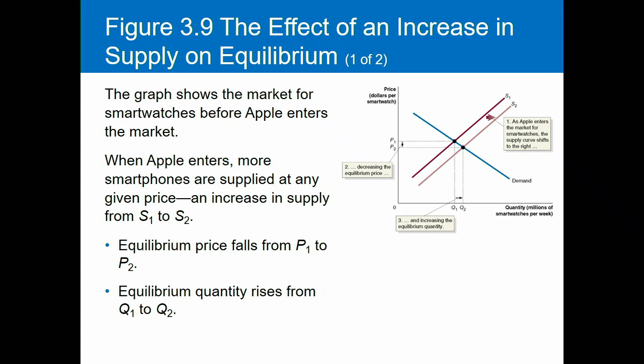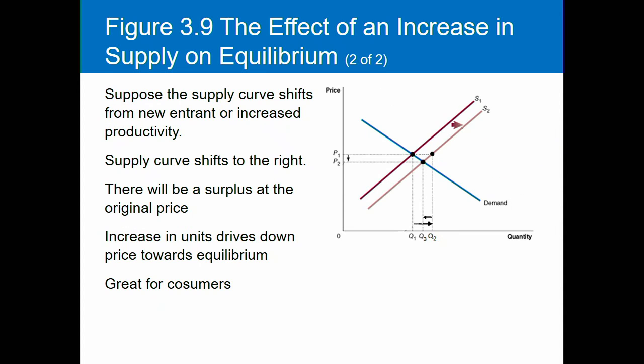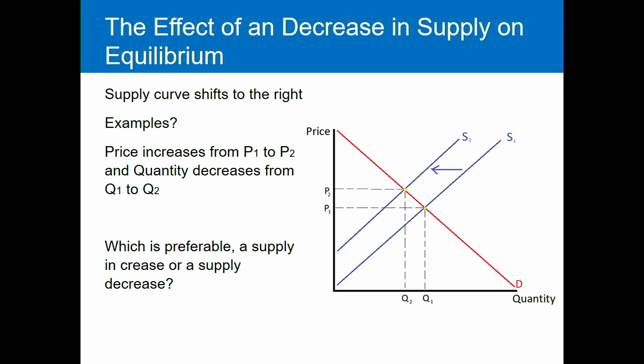Okay. We did an increase in supply last class, right? A shift in the supply curve. So we'll look at the converse, a decrease in supply. I'll change that to a shift to the left, I'm sorry. Can anyone think of an example of what would cause the supply curve to shift to the left? What would reduce supply?